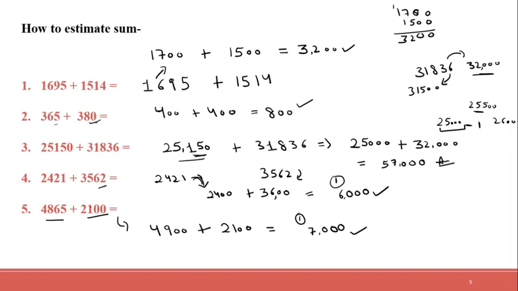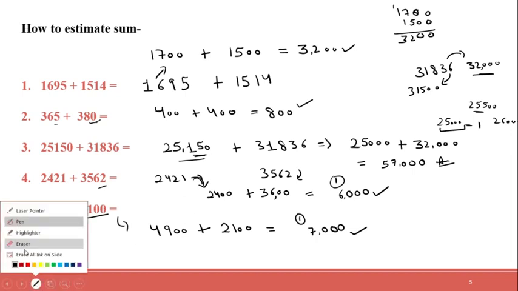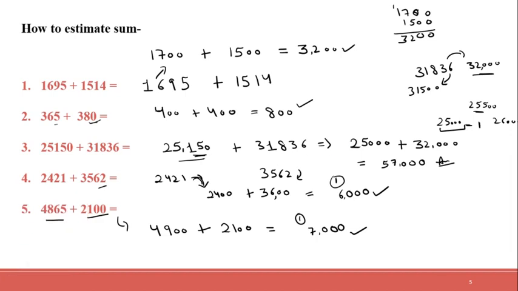7000 is the rough estimation of this sum, although we can do it more precisely if we want. That means there cannot be a correct or wrong answer for a rough estimation, because it is just a rough idea. The actual answer is this: 6865 plus 2100.